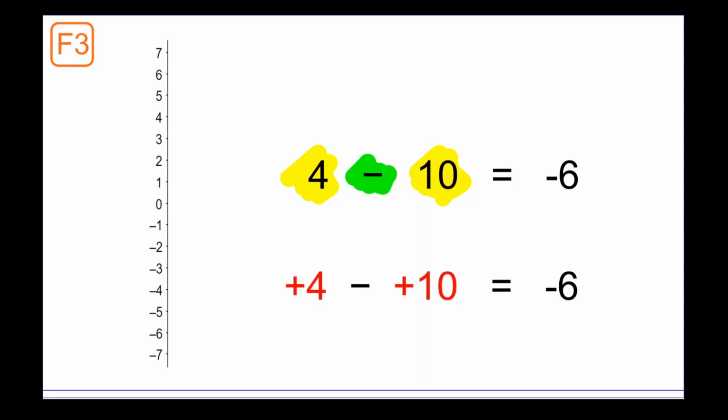And let's just check it's the same. We've got a number positive 4 and a number positive 10. The operation in between is still subtract. And again, the vital thing is that these two are both the number positive 10. And these two are both the number positive 4. They're just written a little differently.